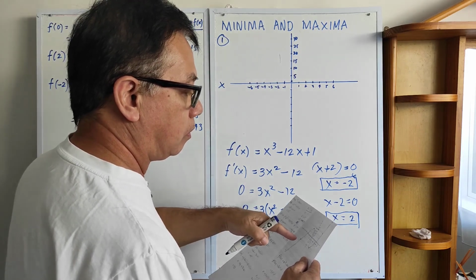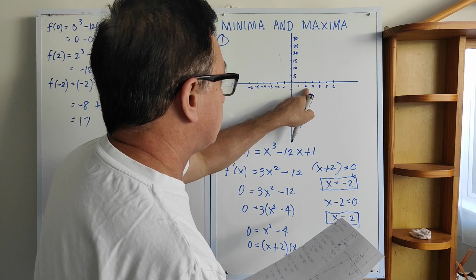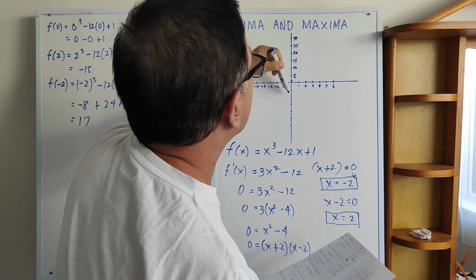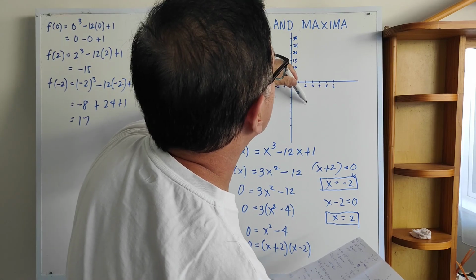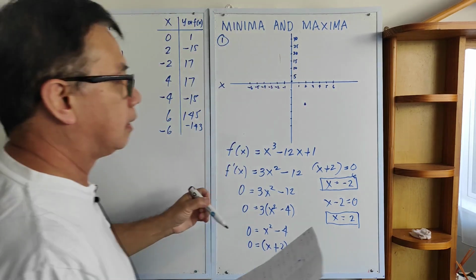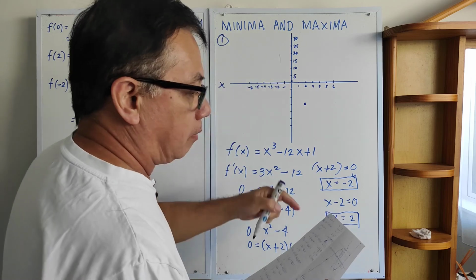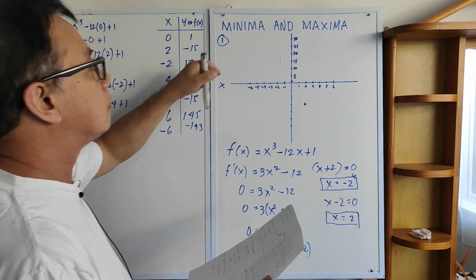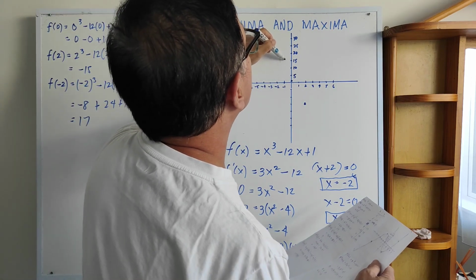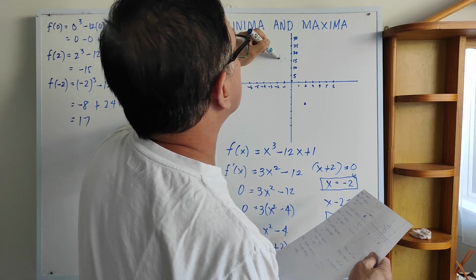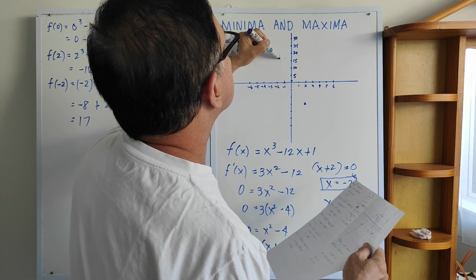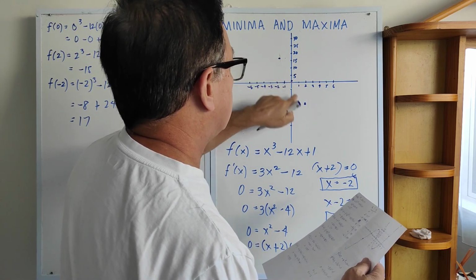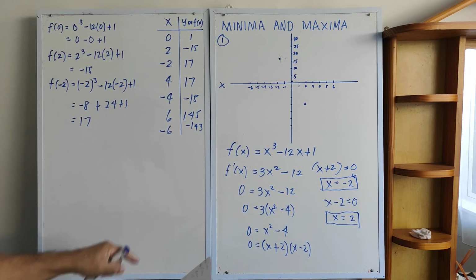So 1, 2, this is 2, but negative 15 will be around here. So 5, 10, 15, this is 2 and 15. So this is our first point. But if we have negative 2, your y is 17. So 5, 10, 15, slightly above 15. Wait, this is negative 2. This is negative 2, so this is your third point. This is first point, second point.